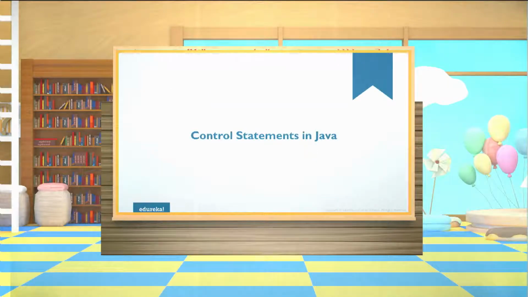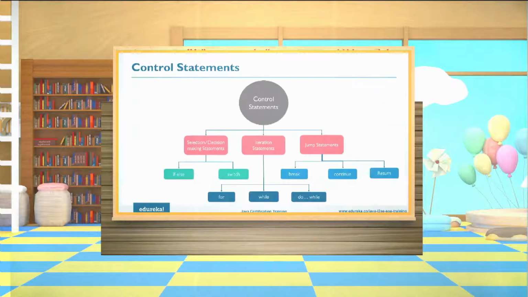Now let's talk about the control statements in Java. Again, this one is pretty much similar to other programming languages, nothing different in Java. So you have control statements, you have iterative statements, you have jump statements. One is selection or decision making statements, which is like the if else ladder. If this particular condition is satisfied, execute a group of statements, and if it doesn't, then execute another group of statements. That is about if else.